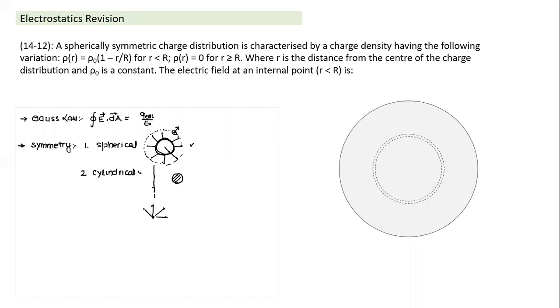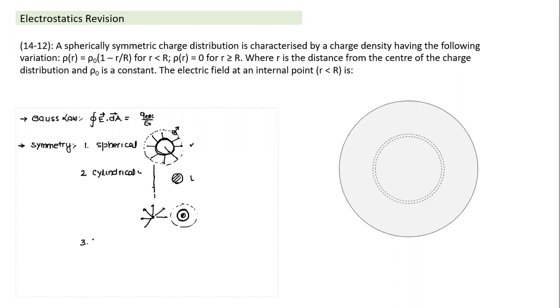Here we take a Gaussian surface in the form of a cylinder. The charged object could be a wire, a solid cylinder, a hollow cylinder, or a combination of a hollow cylinder and a solid core. All such cases are cylindrical symmetry, and we take a Gaussian surface which is a concentric cylinder of some finite length. To have symmetry, the charged cylinder has to be a long one.